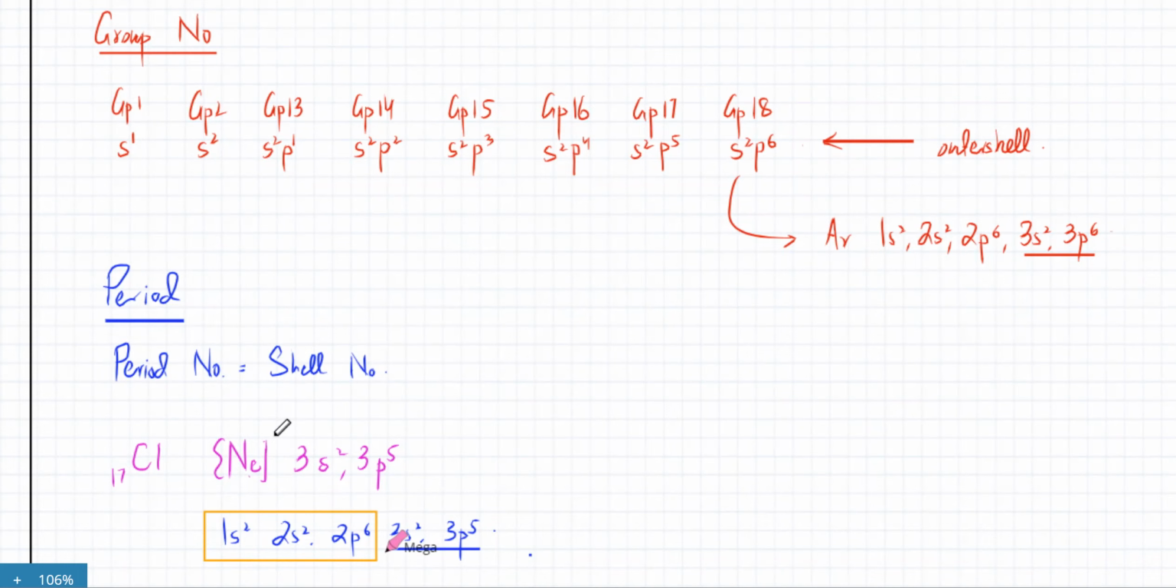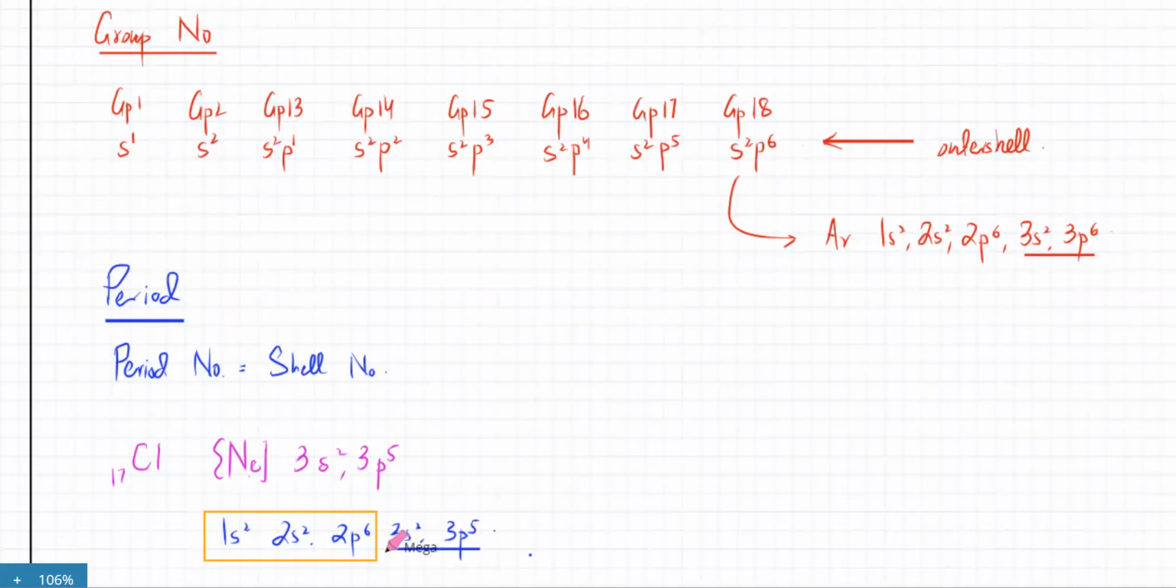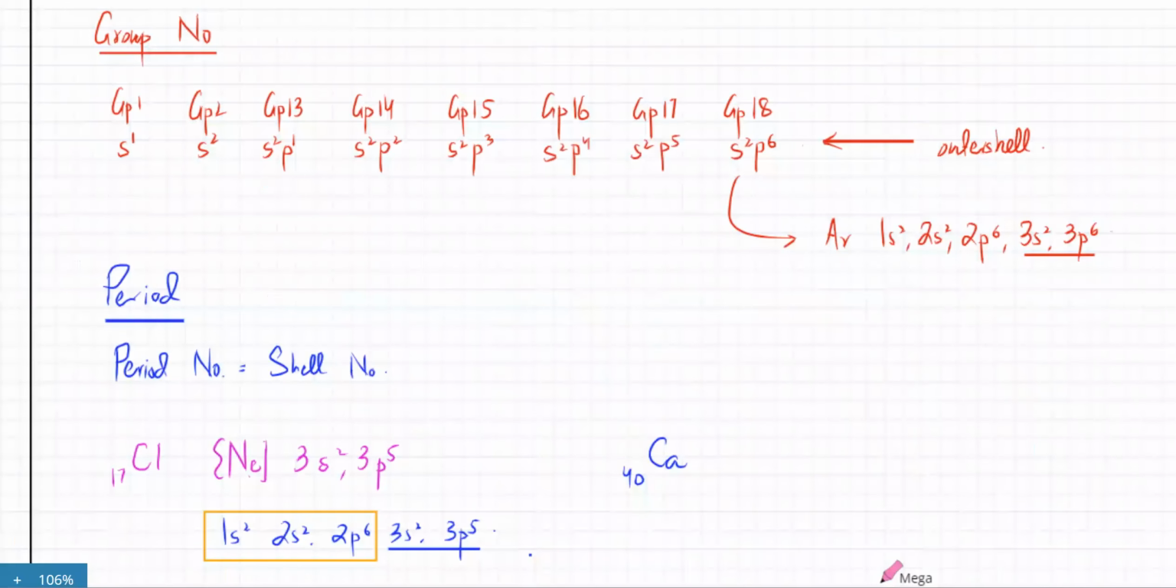We don't care about the inner shells, so you just put a noble gas, whether there are 20 electrons or 18 electrons. So for example, let's do it for calcium. If I want to write the electronic configuration of calcium, calcium has 40 electrons in total. By just looking at calcium in the periodic table, I know it's in group number 2, so it's going to be s2, and it's period number 4, so 1, 2, 3, 4.